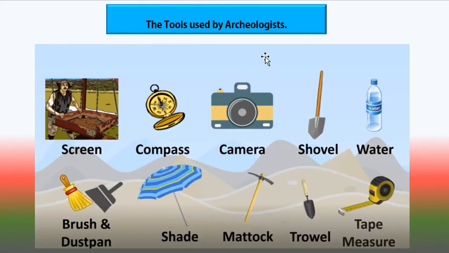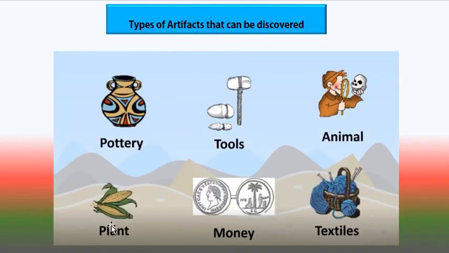The tools used by archaeologists: the screen, compass, camera, shovel, water, brush and dustpan, shade, mattock, trowel, tape measure. I hope having a look at these tools, you have got some idea of what kind of activity they need to do. This is a very hard field, but those people who really have interest, they can do it, and they have done it in the past and in the present also. This is how we know about the past people, because of the great effort of the archaeologists.